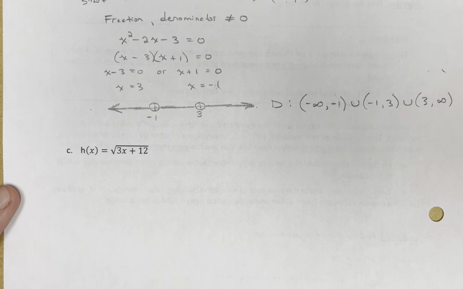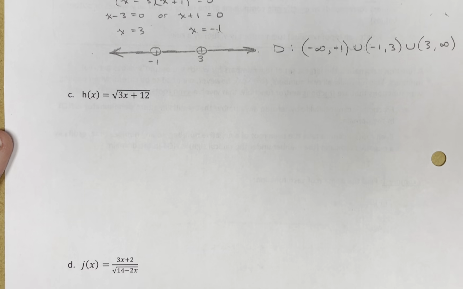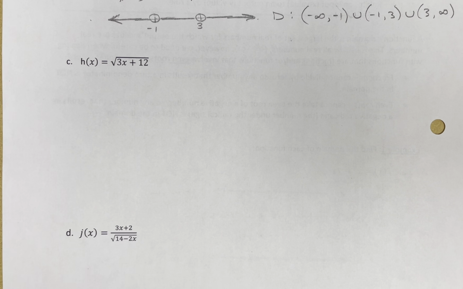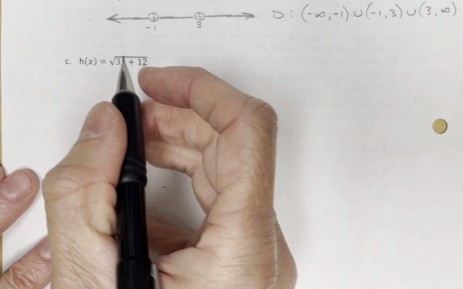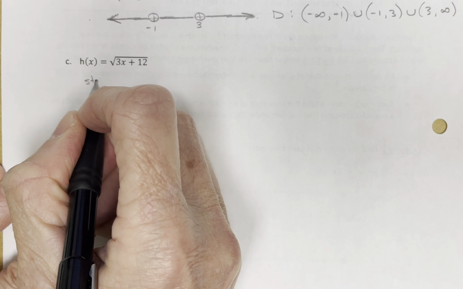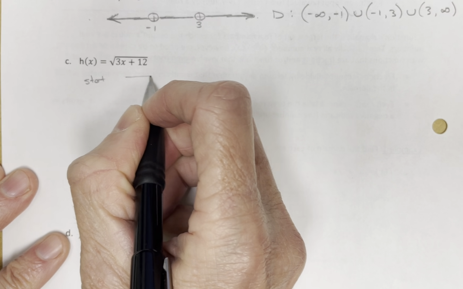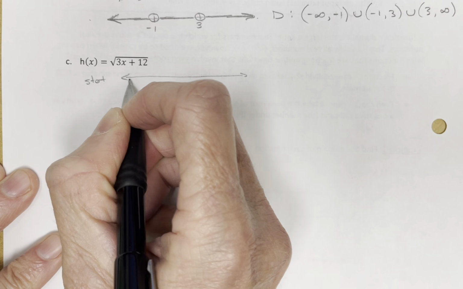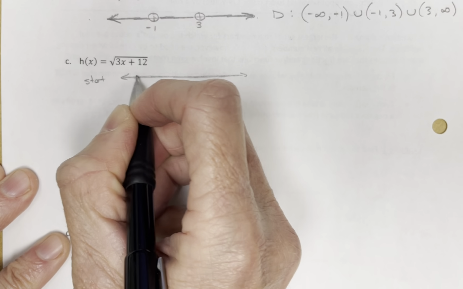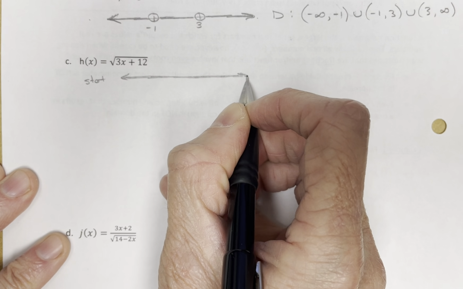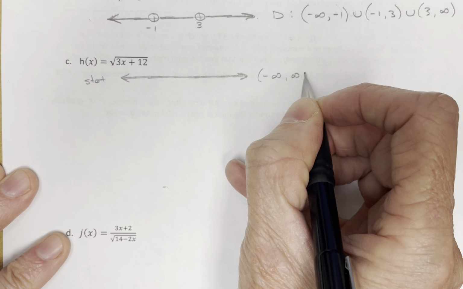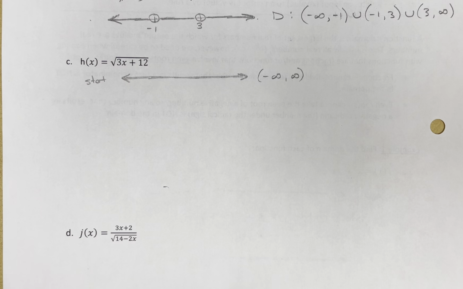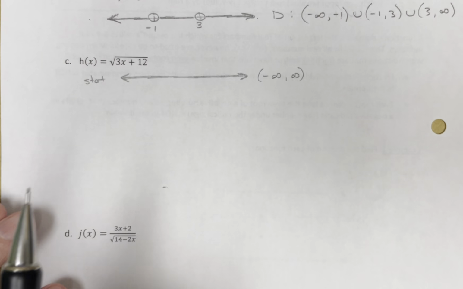All right, let's take a look at an even root example. Okay, let me get my paper turned over. There we go. Okay, I have a function. So my starting point is, my domain is all real numbers, unless I find something that's going to remove any numbers from my domain. That's my thinking. I look at my function.